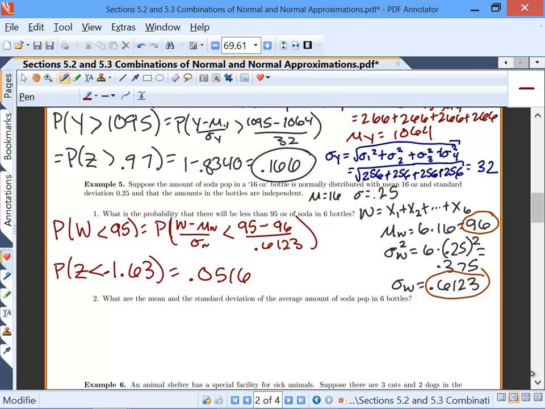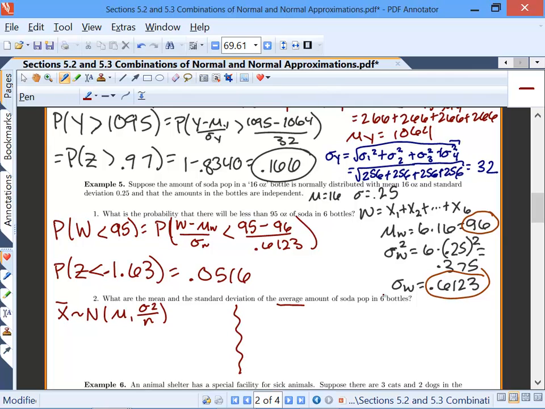For the next example, I asked, what are the mean and the standard deviation of the average amount of soda pop in 6 bottles? Sounds like the last question, except that we are doing the average amount instead of the total amount. All I want you to find is the mean and standard deviation. So what would you do for this? We could memorize the fact that X bar is still distributed normally with the old mean and then the old variance divided by n. Or if you don't remember that, you could use your rules and figure it out.